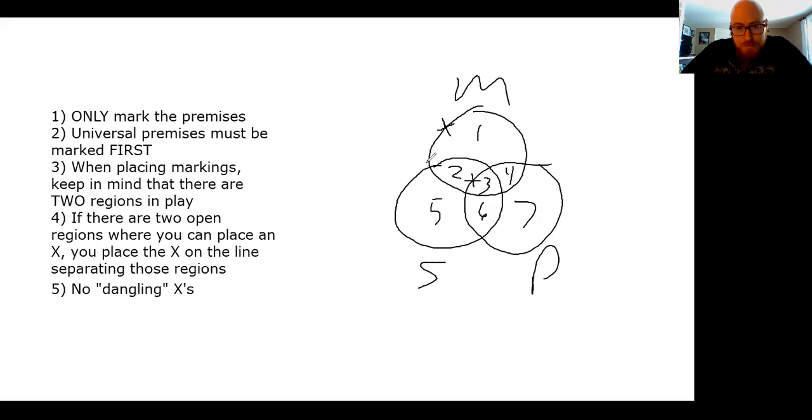Okay. You would never place an X here. Never place an X in any of these spots. Okay, so you can place an X on a line that separates two quadrants, but you would never place an X on the intersection of two lines, or in a way so that it dangles outside of a diagram. You're actually not communicating anything by doing that, right?